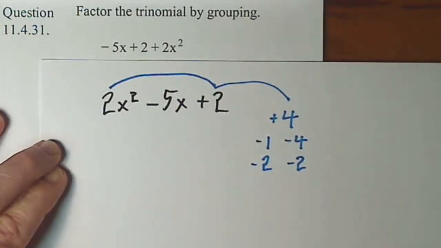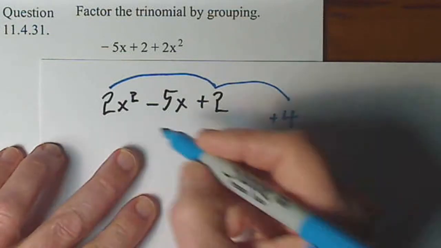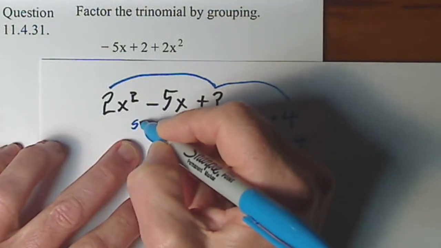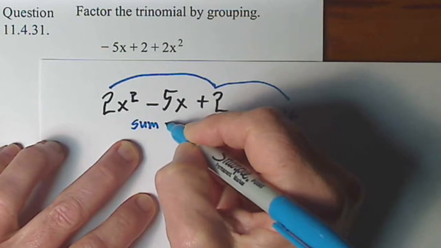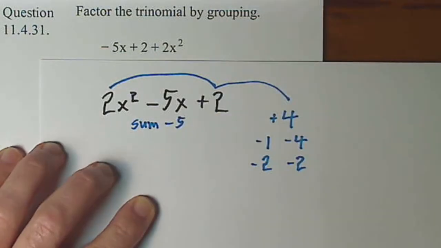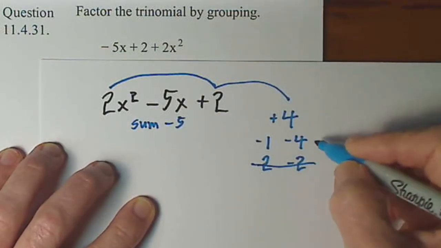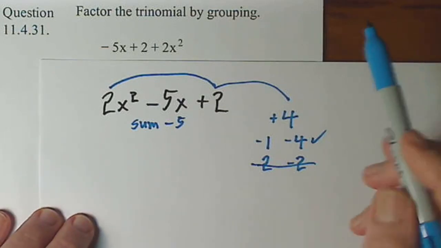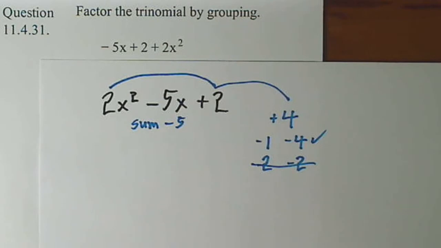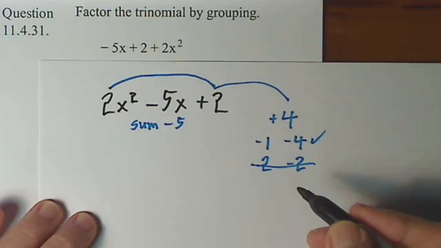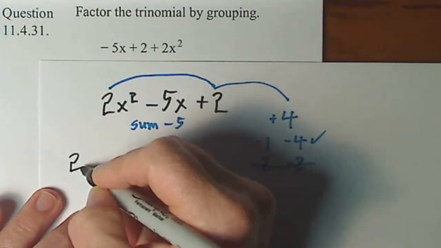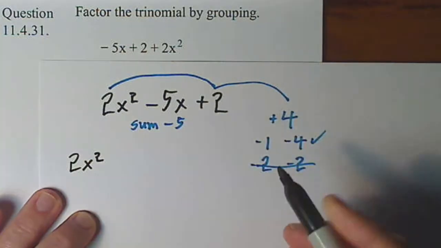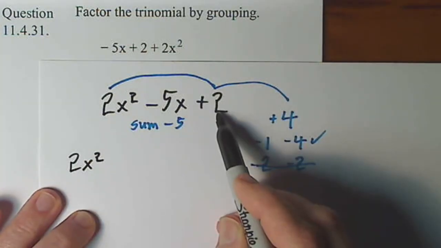And I'm actually looking for a sum of negative 5. This will not give me a sum of negative 5, but that will. Alright, for factor by grouping, you put your first term in the first position. You put your last term in the last position.